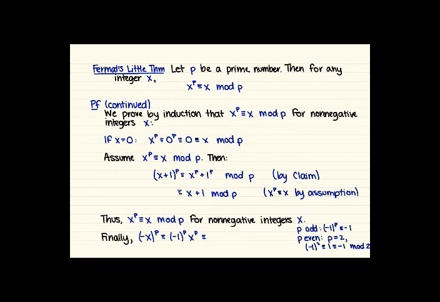So either way, we end up with minus 1 times x to the p, and x to the p is x for non-negative numbers, so x non-negative, so we already showed that. And so this is minus x. So this completes the proof by showing it's true for negative integers as well. So this completes the proof.